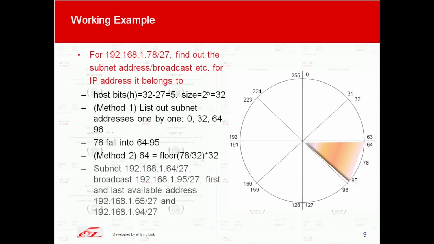Once you have the subnet number, you have the size. I already told you how to calculate the broadcast. That's the last address of the range, right? And then the first available address is simply the subnet number plus 1, while the last available address is the broadcast address minus 1.